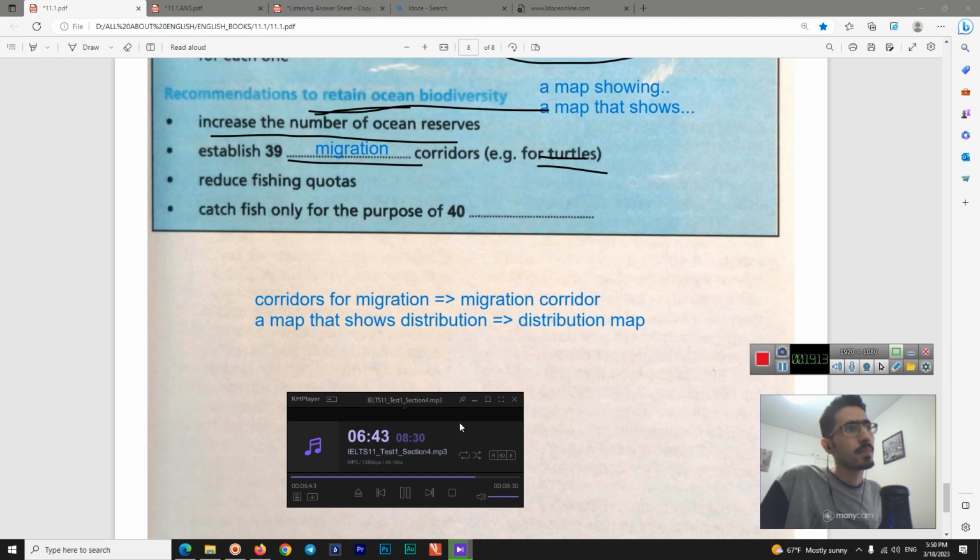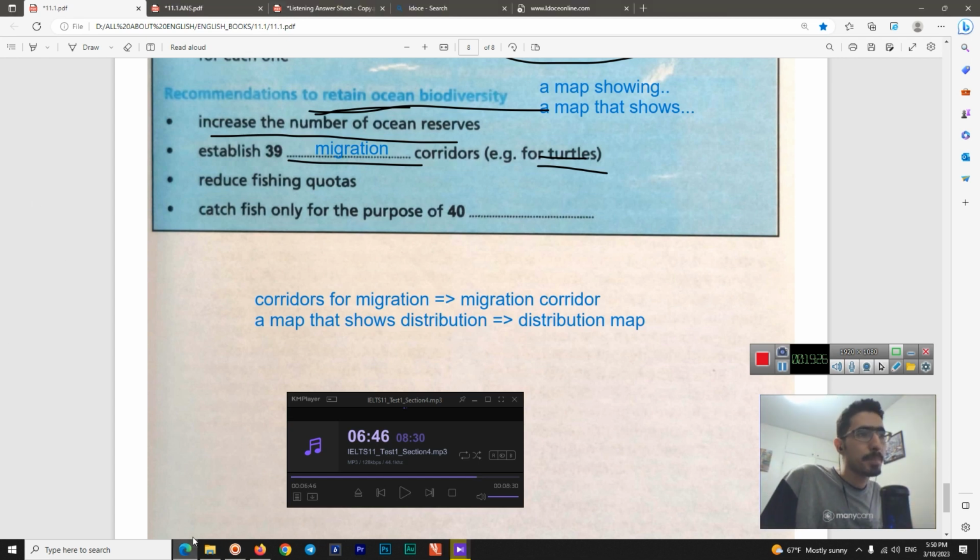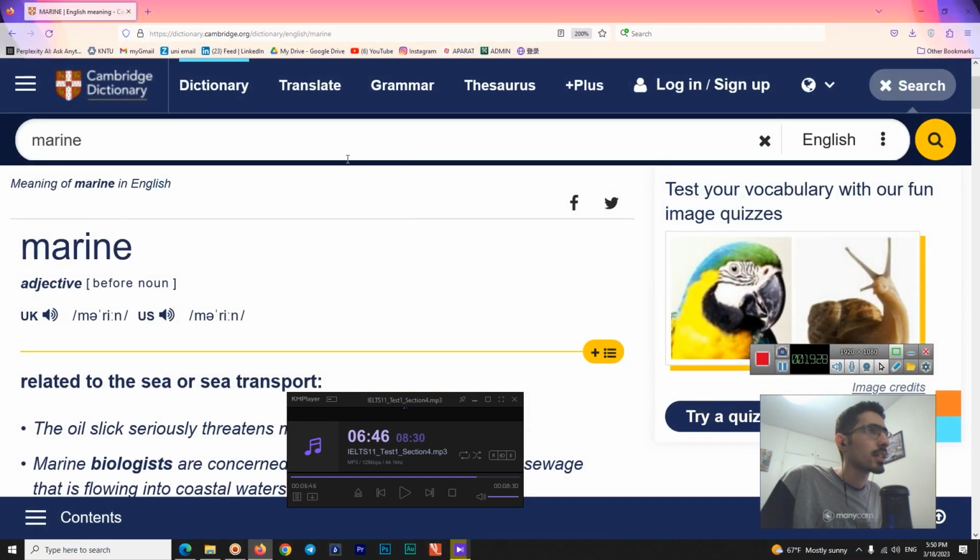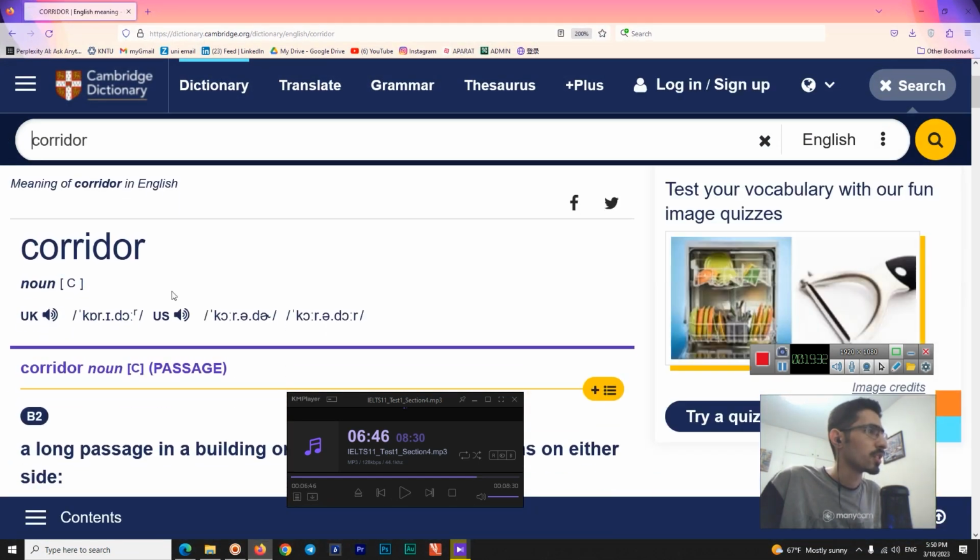American coast, we need to create corridors for migration. Corridors, I think it's a kind of path, like area for migrating. Migrate is like muhajirat, so you go from one place to another place. Yeah, corridor, whatever. Let me check this word. Sometimes you don't even know the words, but you can answer.